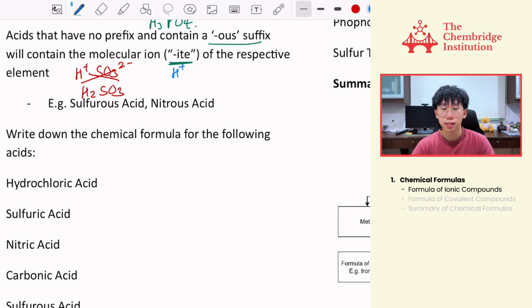For nitrous acid, it's H plus ion and the nitrite ion. Nitrite is kind of a new complex ion as well. You have to memorize it from the table beforehand. It's actually NO2 minus charge. So if you crisscross, it's just HNO2.